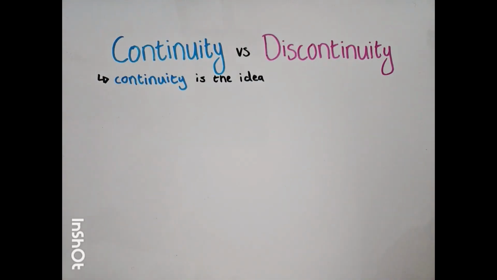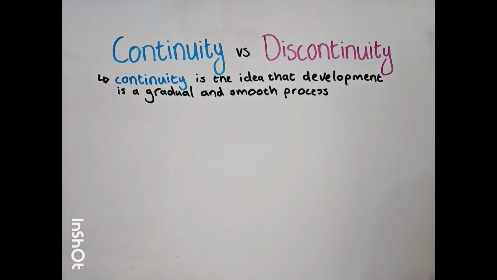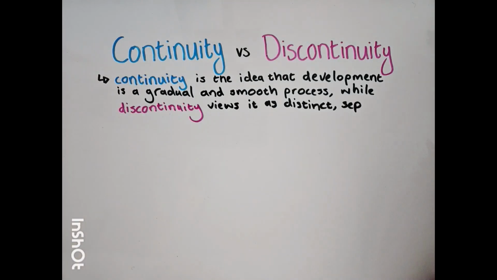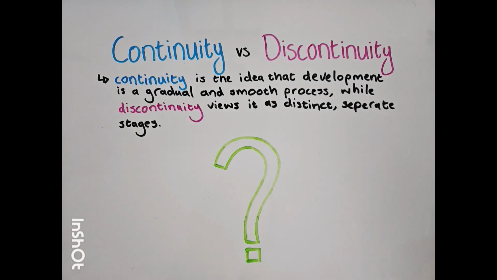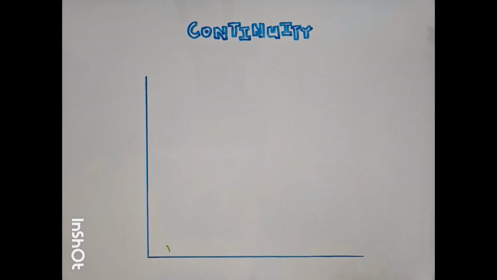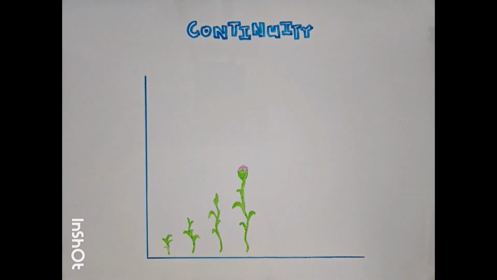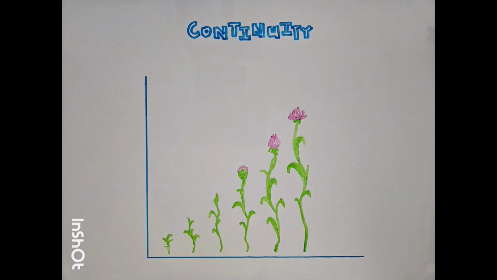Continuity is the idea that development is a gradual and smooth process, while discontinuity views it as distinct, separate stages. How will we visualize the difference between these two concepts? We'll start with continuity. For continuity, we will use a graph to show a gradual growth of a flower from a tiny seedling to a blooming flower. Note that the growth is linear and gradual.